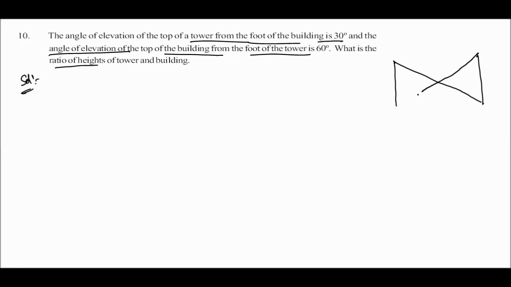So the 10th one solution. The angle of elevation of the top of the tower from the foot of the building is 30 degrees, and the angle of elevation of the top of the building from the foot of the tower is 60. What is the ratio of the heights of the tower and the building? So already we did this, like the two towers like this. One is a tower and one is a building. The distance between these two is d here, and the tower is x.